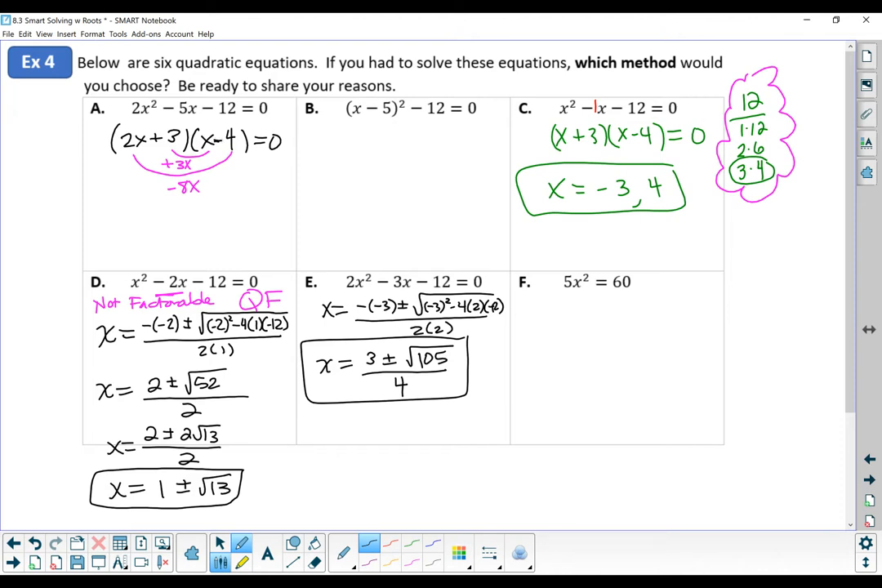So we were able to factor this one. And again, sometimes you just want to try to factor it. If you can't come up with a factorization, then you can try the quadratic formula.